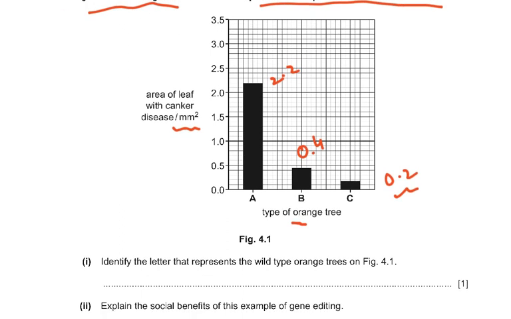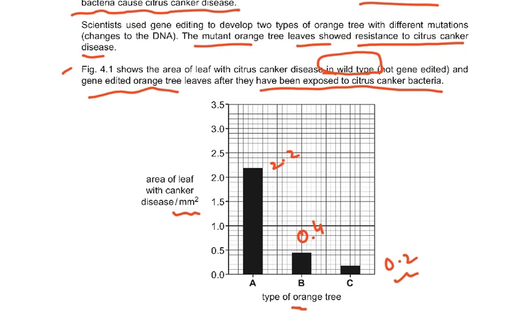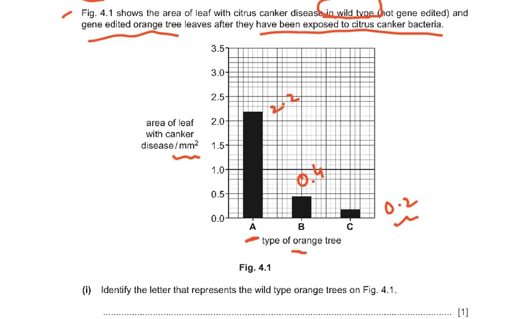Identify the letter that represents the wild type of orange trees. Now, how would you guess that? Because it told you something in the question. What did it tell you in the question? Figure 4.1 shows the leaf areas in wild type and they've been exposed to the citrus canker. And then it says the mutant orange showed resistance. So the one which showed resistance means that they won't suffer from the disease. So naturally, it would be the A which is suffering from the disease must be the wild type.